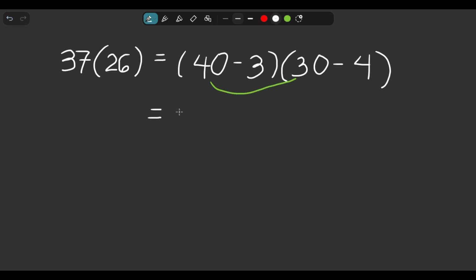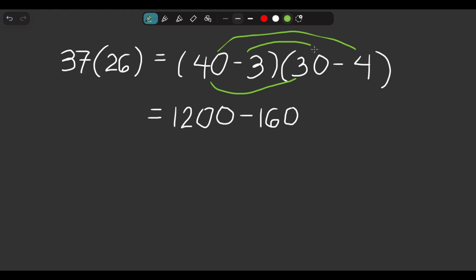40 times 30 is equal to 1,200. 40 times negative 4 equals negative 160. Negative 3 times 30 equals negative 90. And negative 3 times negative 4 equals positive 12.